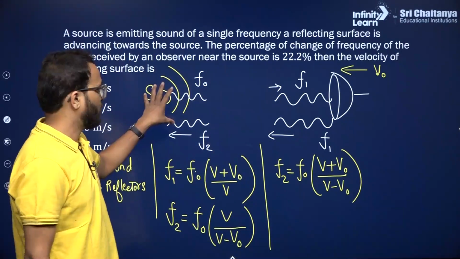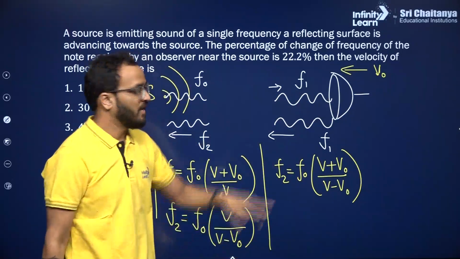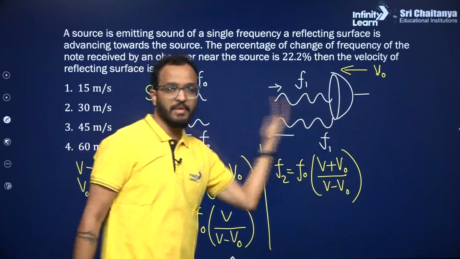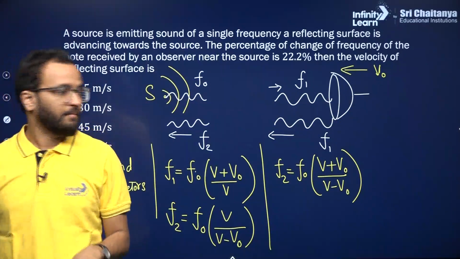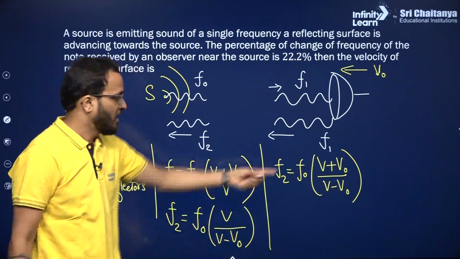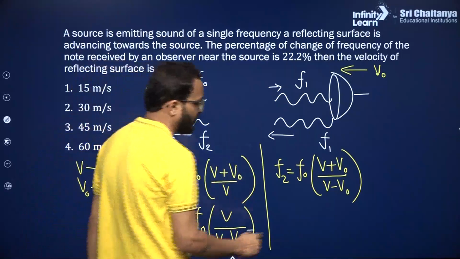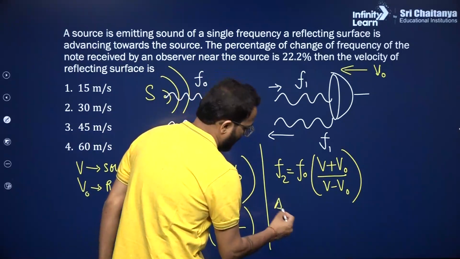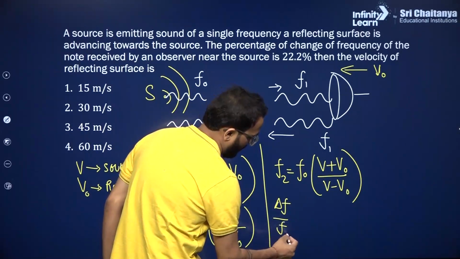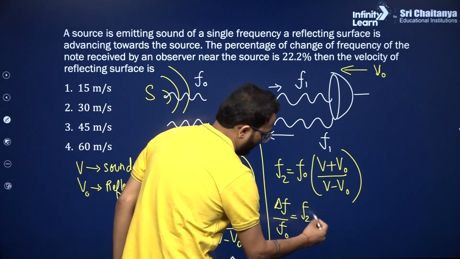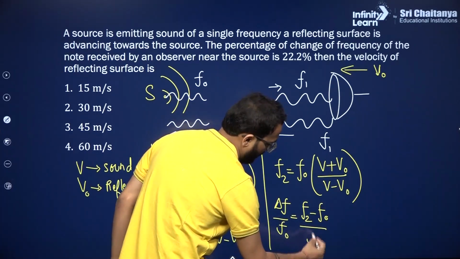Otherwise just remember, anyhow they are coming close. When it is a source, the observer is coming close. When it is the observer, the source is coming close. Both these cases, the frequency is going to increase. So increase the numerator, decrease the denominator. That's all. That's how you remember it, right? Now, but what we want is delta F by F naught. That means what they are asking is F2 minus F naught by F naught.